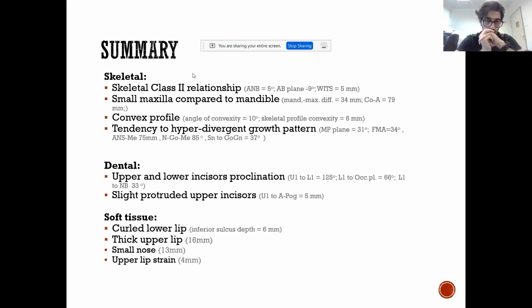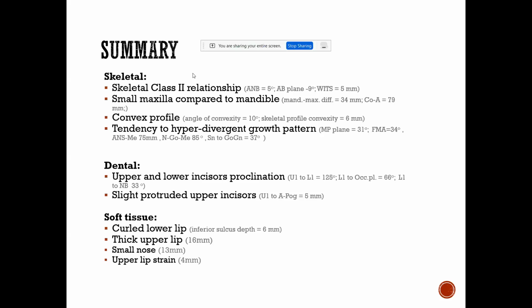Okay. Yes, and soft tissue, you have a curled lower lip, thick upper lip, and a small nose. As we said, we cannot say about the stain, so remove it. Your lips are mainly at the right position related to the E-line, and you have an obtuse nasolabial angle also. It's right there. Okay, good, nice.